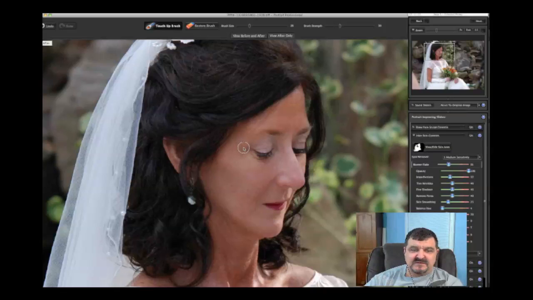And once again, this program is called Portrait Professional. I really like it if you're touching anybody up, if you're doing portraits. It's really nice. I've been trying to get an interview with the gentleman that wrote it, but I have not successfully done that yet. Here, let's look at a before and after.